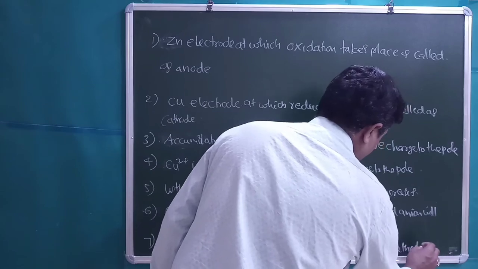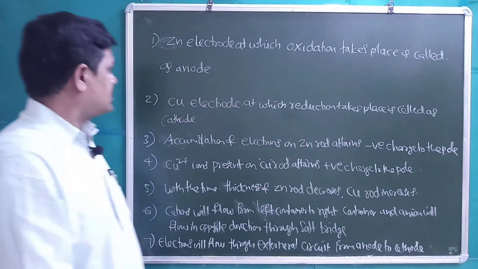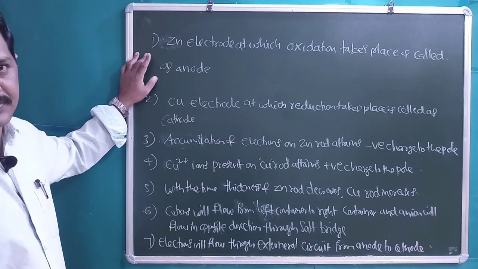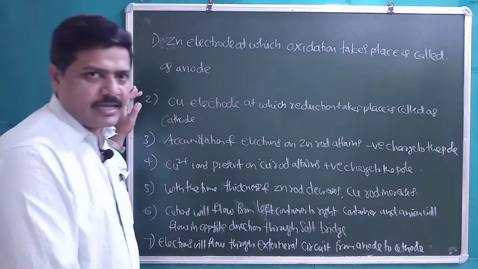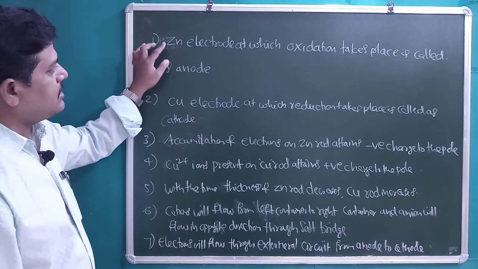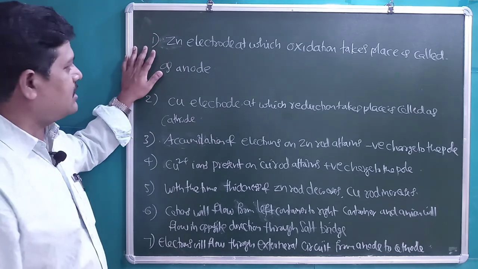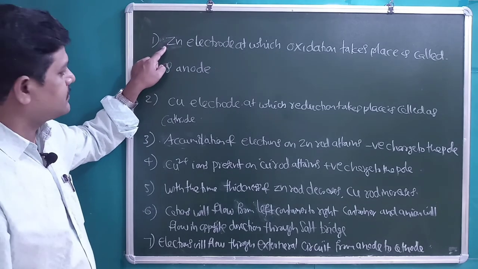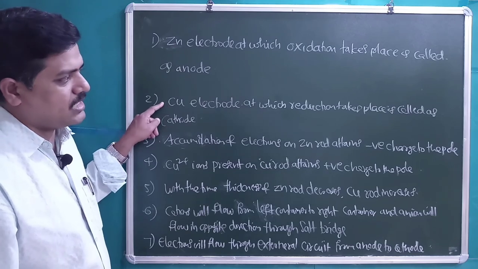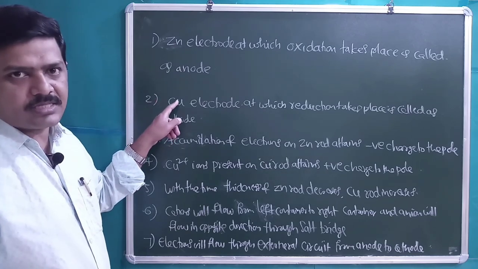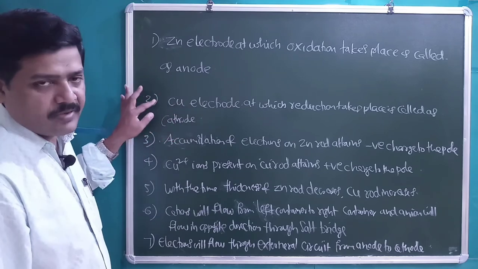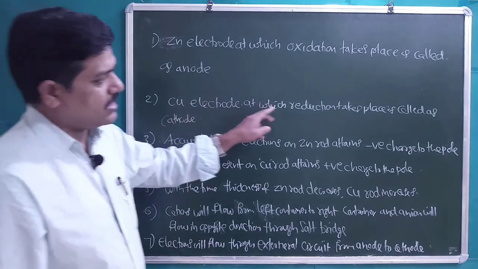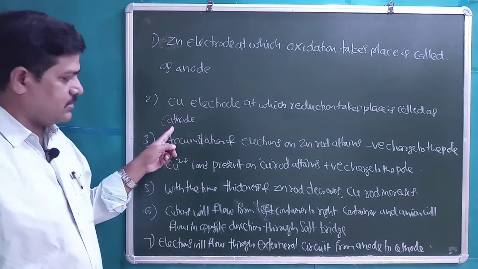Students, observations in the Daniell cell: the zinc electrode, at which oxidation takes place, is called the anode. Zinc atoms, neutral atoms present in the zinc rod, will lose electrons and dissolve in the form of Zn2+. At the copper electrode, a reduction takes place: in the right side container, Cu2+ aqueous ions will gain electrons to convert into neutral copper. The copper electrode at which reduction takes place is called the cathode.